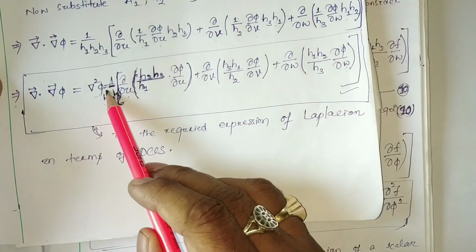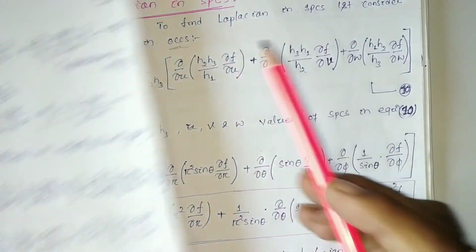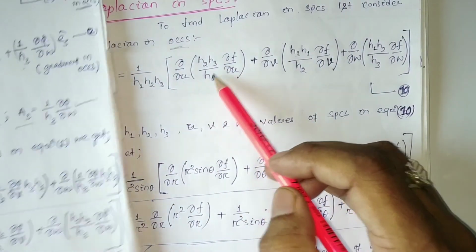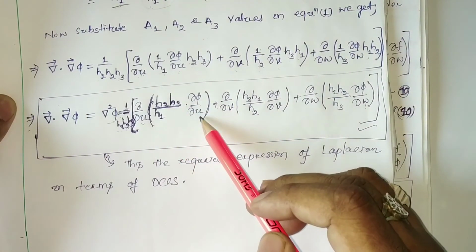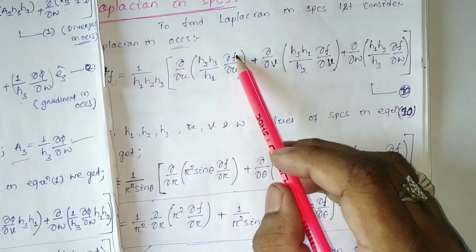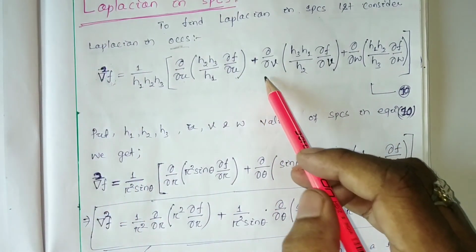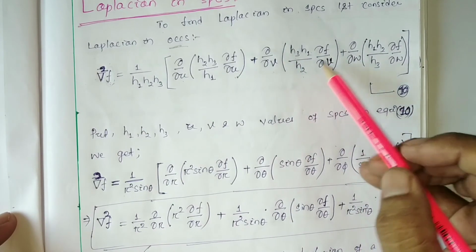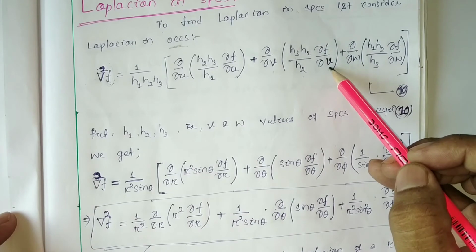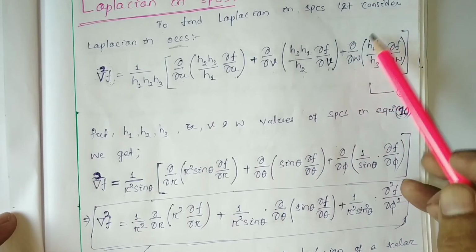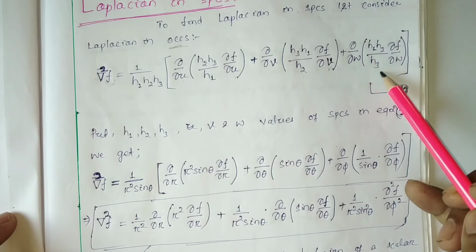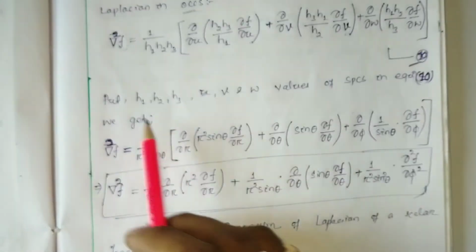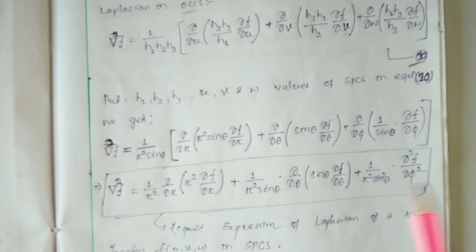See, del square phi, here del square f, 1 by h1 h2 h3, del by del u of h2 h3 by h1, del by del u of f. Here del phi by del u was there, so instead of phi we have written del f by del u. And the second term is del by del v of h3 h1 by h2, del by del v of f, plus del by del w of h1 h2 by h3, del by del w of f. This is your equation number 10. Now we are going to substitute these values in equation number 10. What are we going to get?